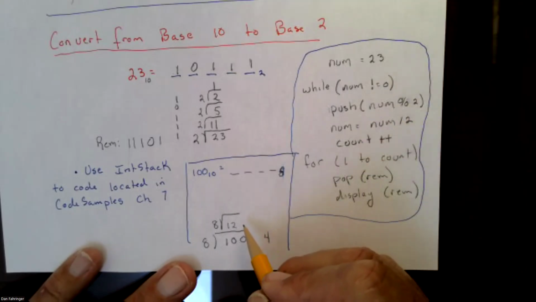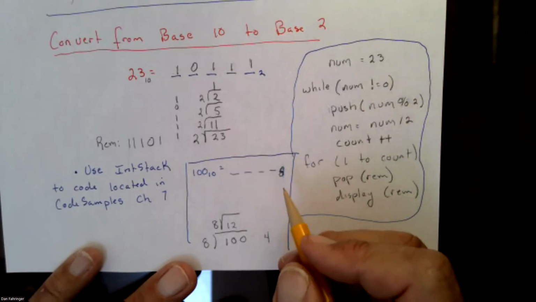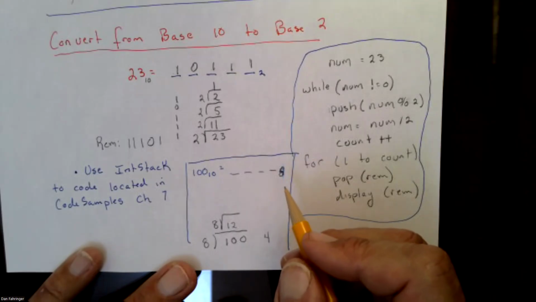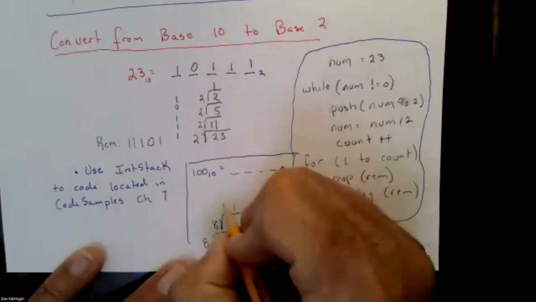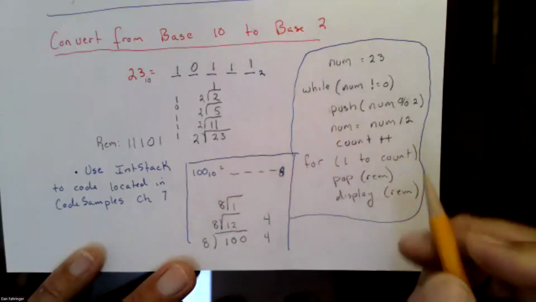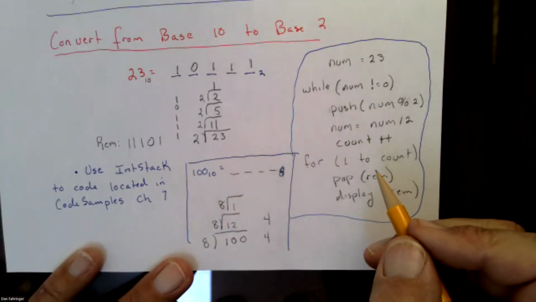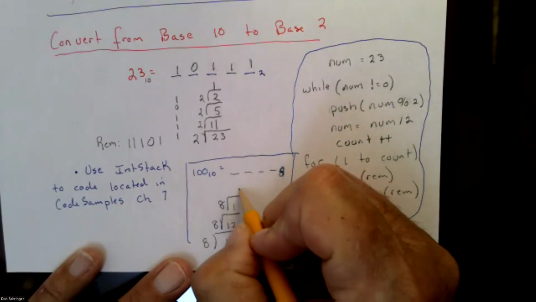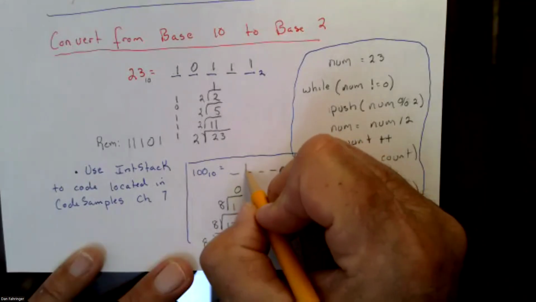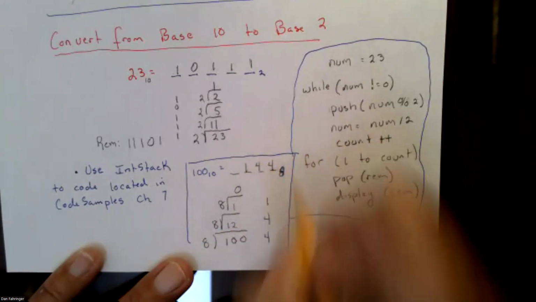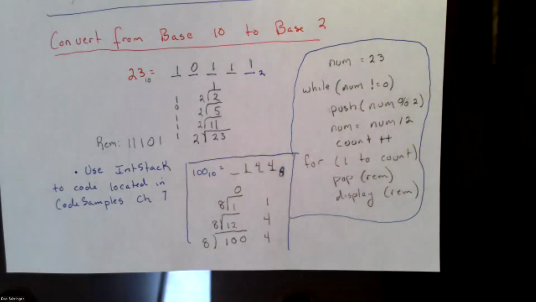8 goes into 12 how many times? How many 8s in 12? 1, with a remainder of 4. How many 8s in 1? 0, with a remainder of 1. Then we read 1, 4, 4, base 8. 100 base 10 is 144 base 8. So now we have some test data.